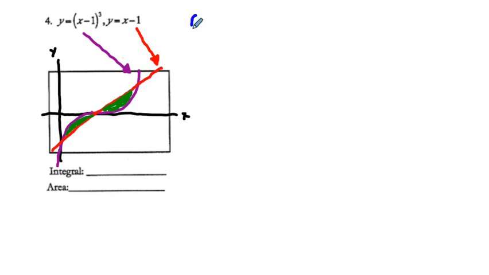So what we're going to do is take our quantity x minus 1 cubed and set that equal to x minus 1. And then if we plug in 0 for x, we are going to get negative 1 cubed on the left side, and then 0 minus 1 on the right side. We'll have negative 1 equals negative 1. So x equals 0 is one of our points of intersection.